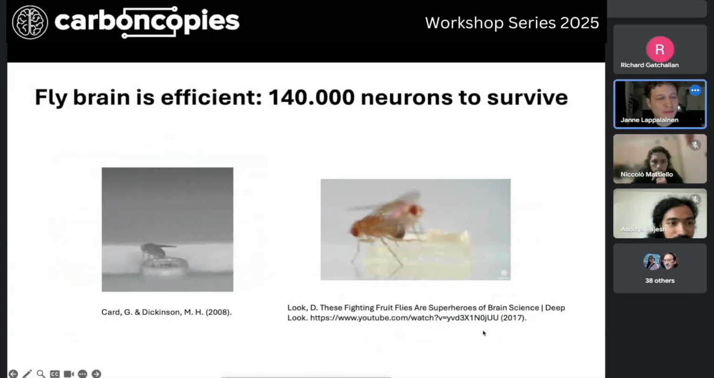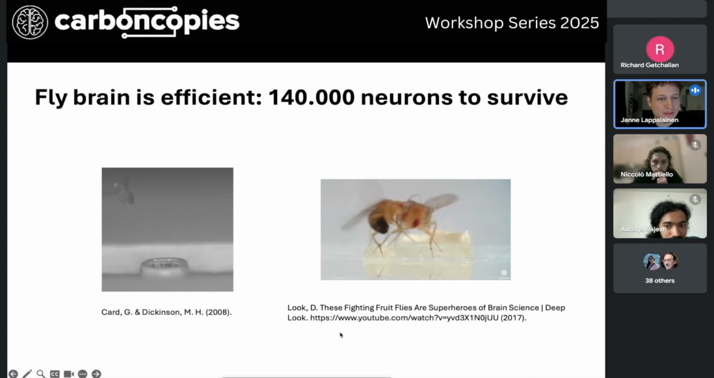And the fly brain is actually remarkably efficient. We already heard that it only has 140,000 neurons to survive, and it can do very complex coordinated navigation. Here, for example, it sees a looming stimulus, and then it coordinates all these movements from the visual stimulus. It realizes it needs to escape, and then uses its 6 legs, jumps off the platform and uses its wings to escape in the right direction to not be hit by the stimulus.